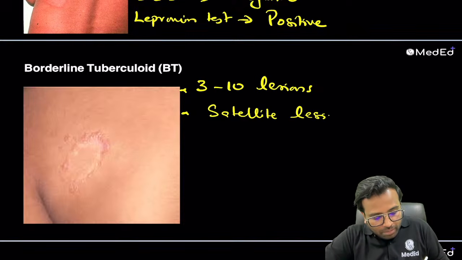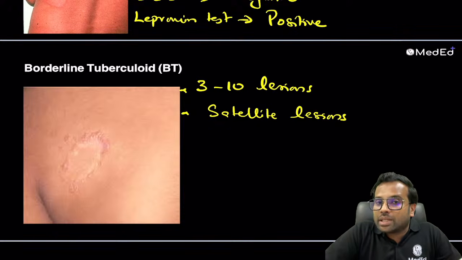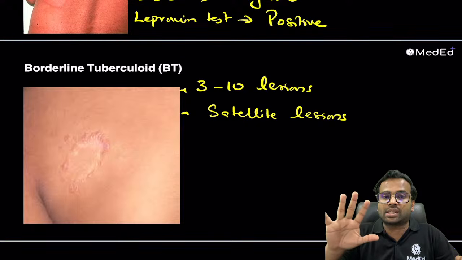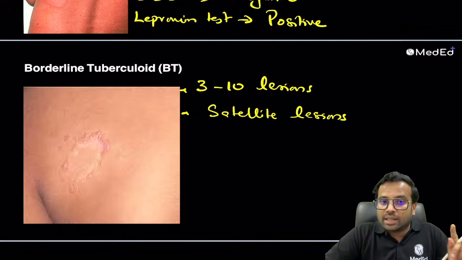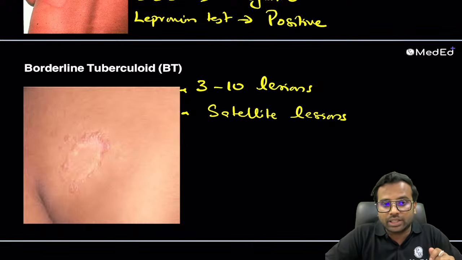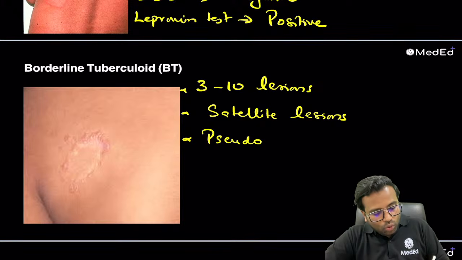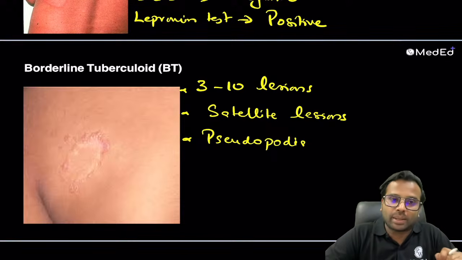So if any MCQ mentions that the patient presented with 5 hypopigmented patches in the skin along with sensory deficit, and along with the sensory deficit you can find satellite lesions or another lesion which is called pseudopodia, this is typically seen in borderline tuberculoid type of leprosy.